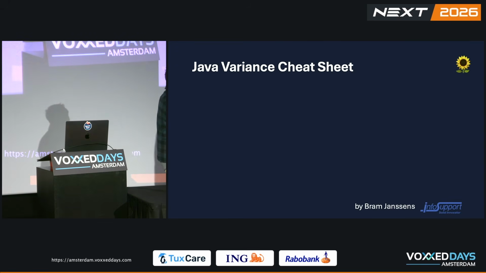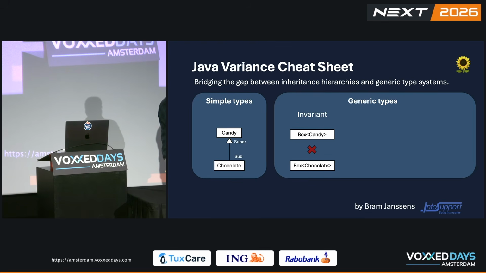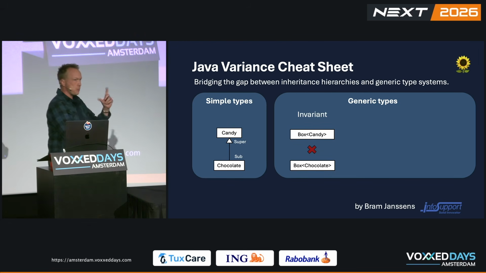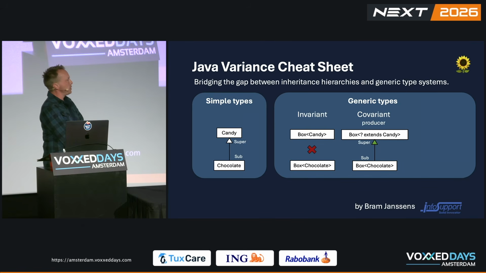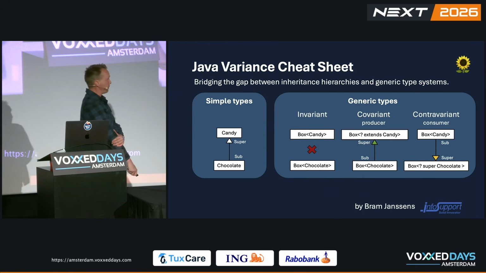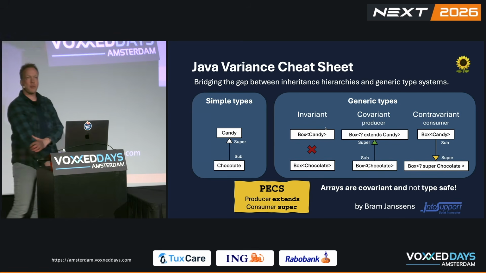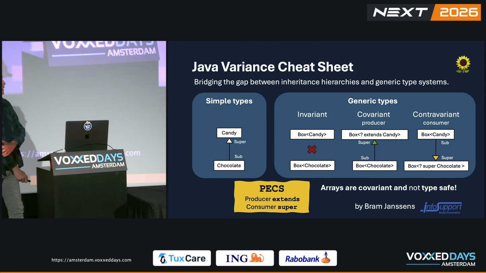Time for wrap-up. I made a nice cheat sheet for you, summarizing all the diagrams into one sheet. By default, a generic type is invariant. There is no super-subtyping relationship between them. When you use the question mark extends syntax, you make it covariant, making it a producer. And when you use this syntax, you make it contravariant, making it a consumer. There is one nice mnemonic you can remember: producer extends, consumer super, so that you know what you're dealing with. And one important thing, arrays are covariant and not type-safe.